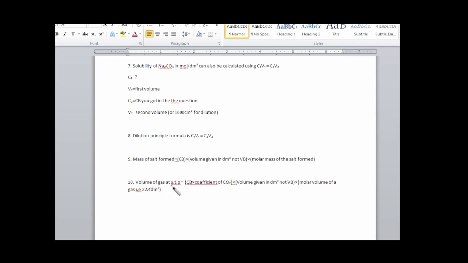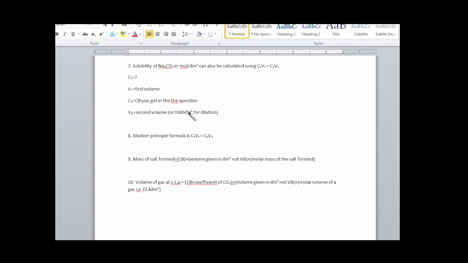So if you are asked to calculate the volume of gas at STP, we'll be having it to be concentration of base times the coefficient of the gas formed times the volume given in dm cube times the molar volume of the gas, which is going to be 22.4 dm cube. So these are some of the 10 formulas that has been given here.